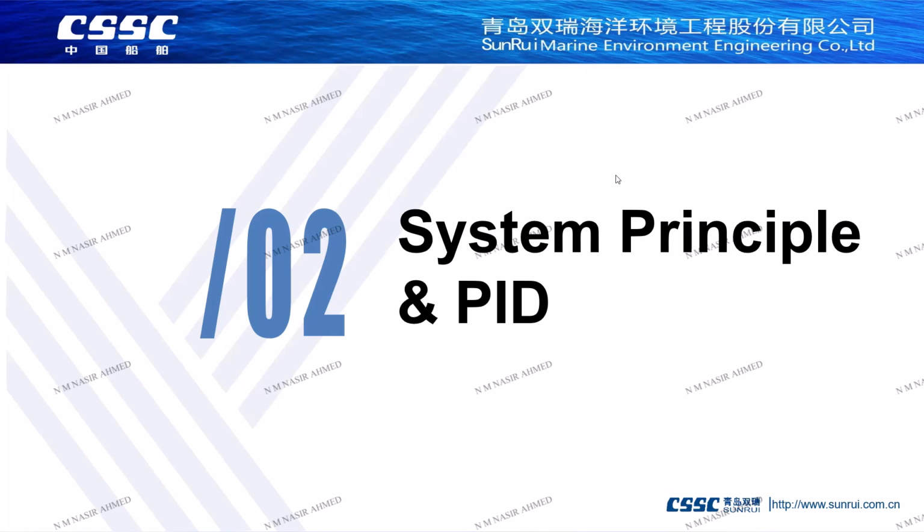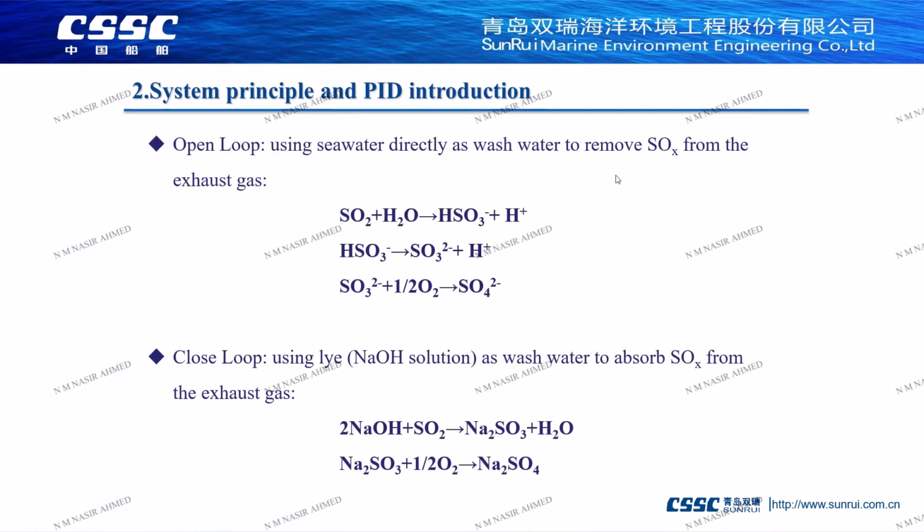In the second part, we talk about the principle of this system. The EGCS system is mainly divided into the open-loop desulfurization system and the closed-loop desulfurization system. Open-loop desulfurization systems use seawater directly to clean the sulfur oxides from the exhaust gas. The chemistry is as shown above. For a closed loop, we use lye to wash the sulfur oxides into the waste liquid. Normally we use a solution of sodium hydroxide.